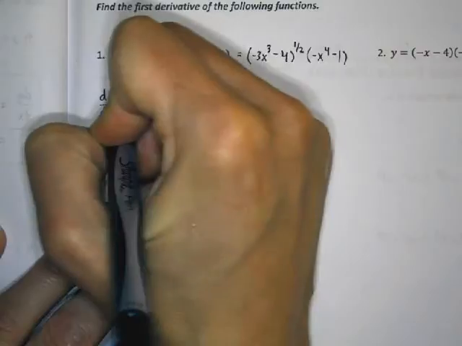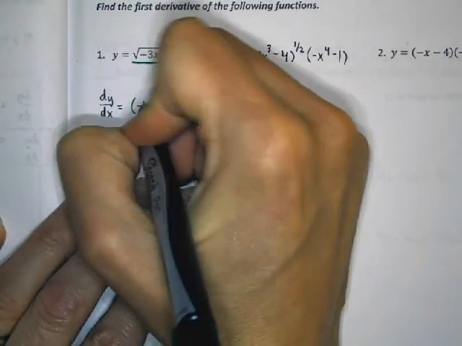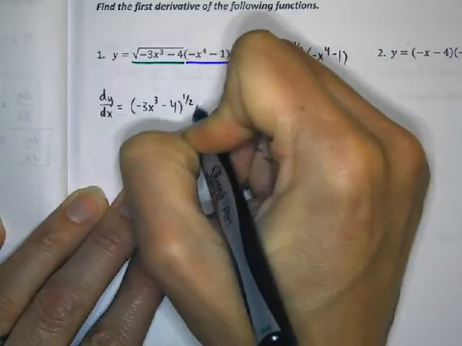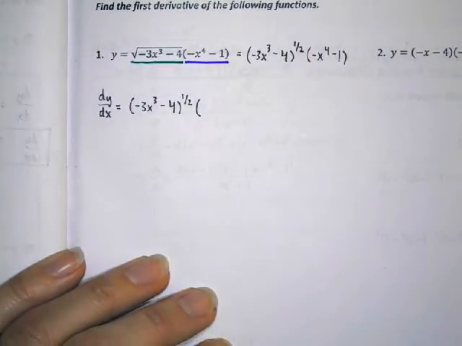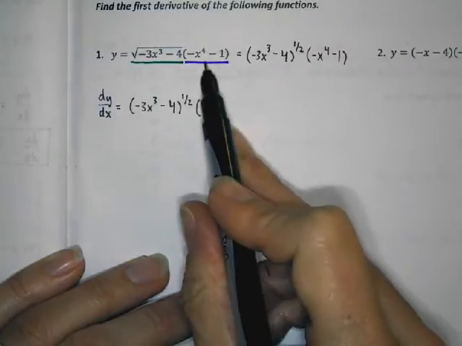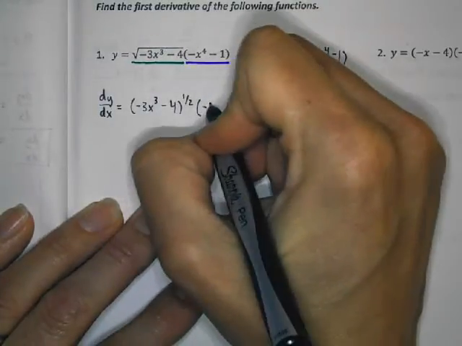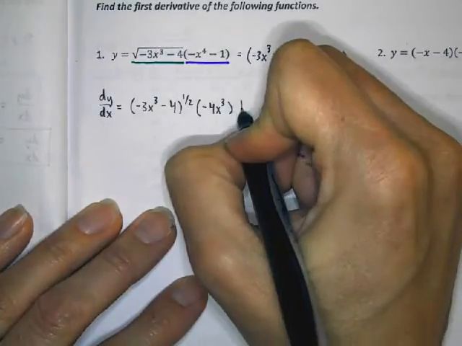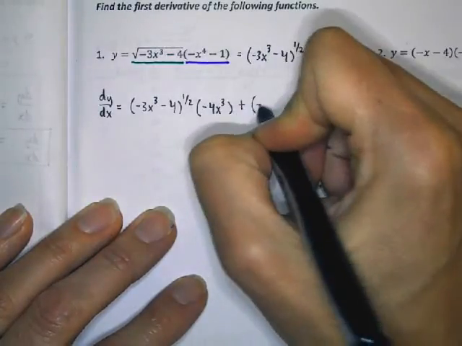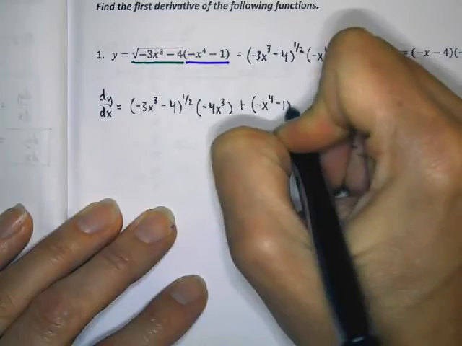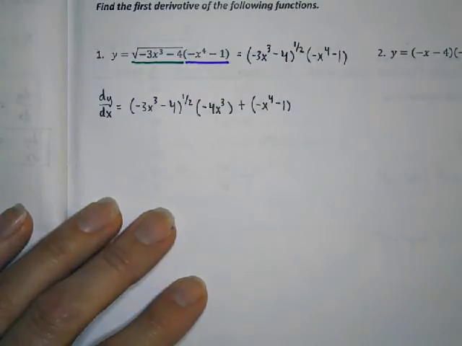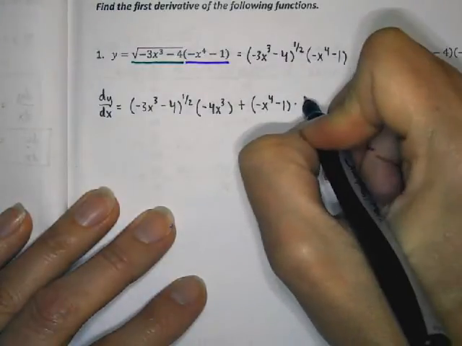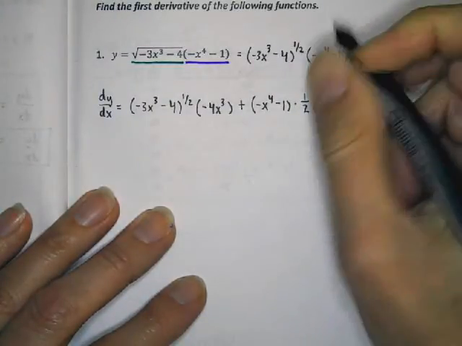I'm going to take my first factor as is, so negative 3x cubed minus 4 to the 1/2 power, and I'm going to multiply that by the derivative of my second factor. So times negative 4x cubed, and then I'm going to add my second factor as is, and multiply that times the derivative of my first factor. So I'm going to have times 1/2.